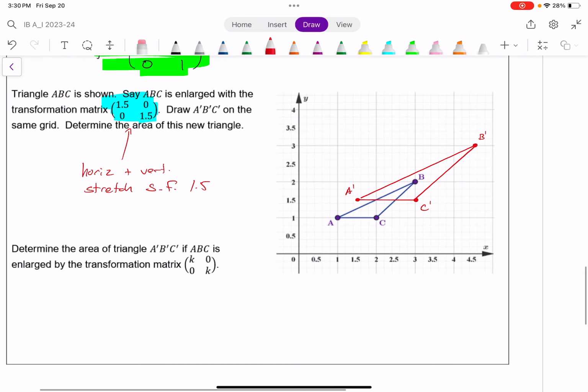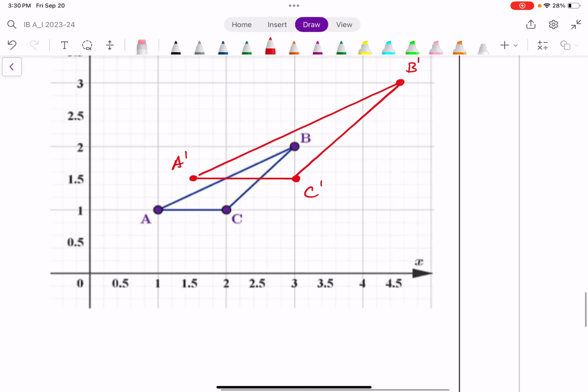So then I want to find the area of this new triangle. Well, let me look at the old triangle first. If I look at this old triangle, area, quite simply, is the base times the height, so it's 1 times 1, and then we divide by 2. So lo and behold, this has an area of 1 square unit. This here, the length of the base is 1.5.